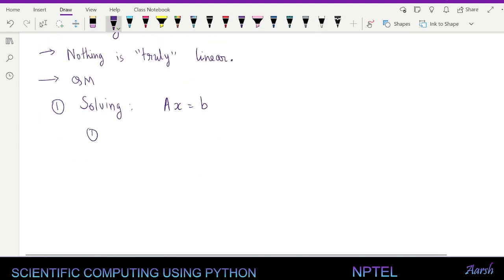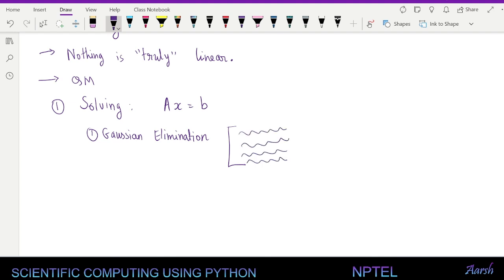One method is Gaussian elimination, and we already covered this last time, so I won't go into detail again. But the basic idea is that you have a matrix A with all entries potentially being filled, multiplied by a vector x, which we have to find, and this is equal to some known vector b, right? So A x = b.